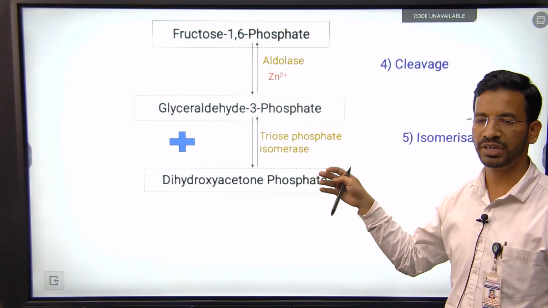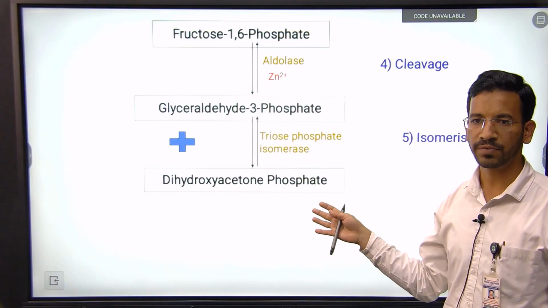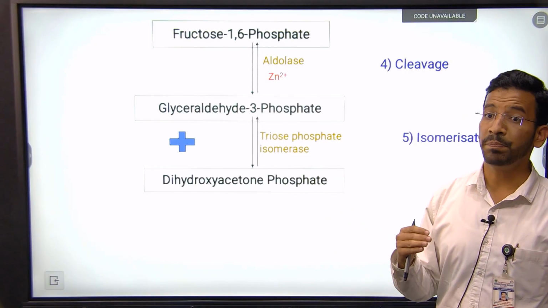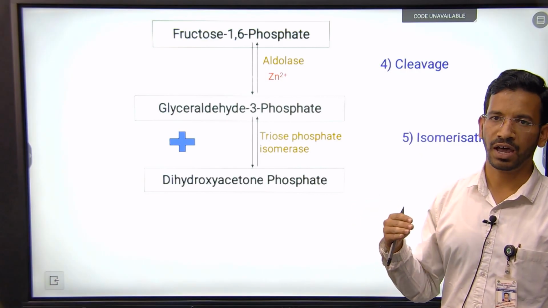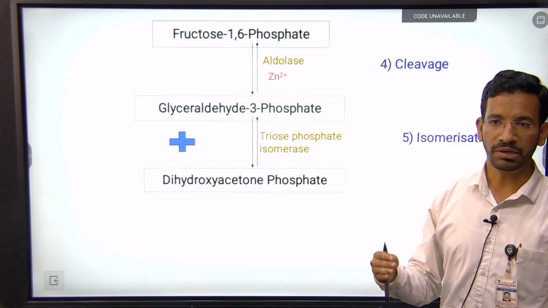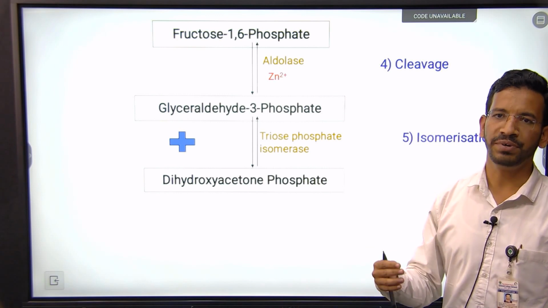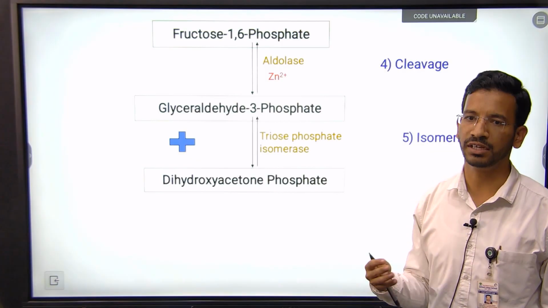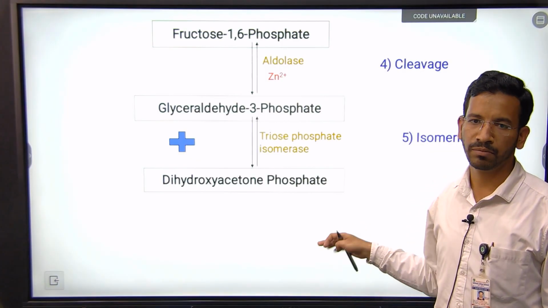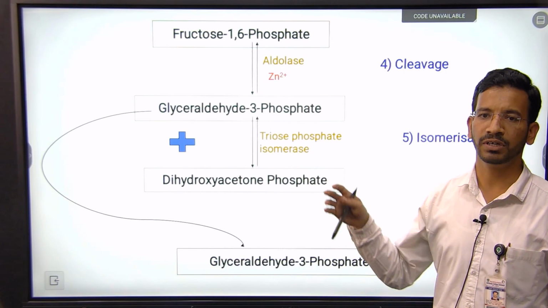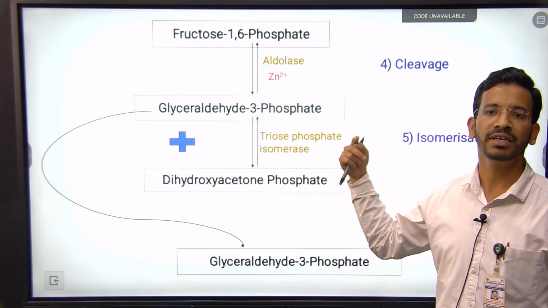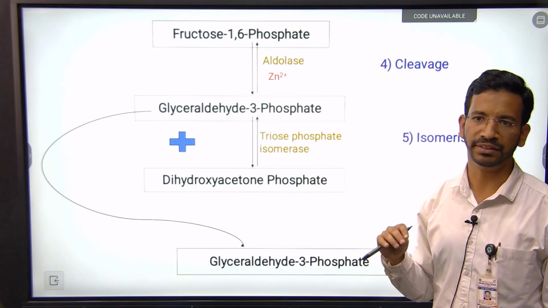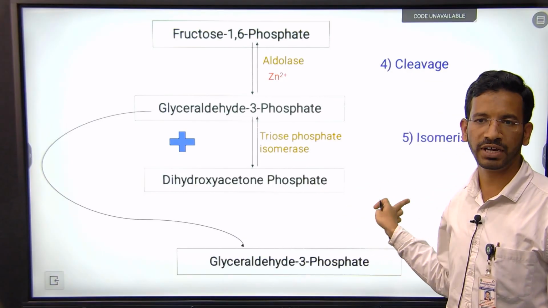So 5 reactions we have covered till now. These 5 steps are referred to as the investment phase, where ATPs are being invested, ATPs are being utilized. ATP का खर्चा होता है, एनर्जी का खर्चा होता है. Next, the product formed, glyceraldehyde 3-phosphate, is utilized in further reactions 6 to 10. So let us discuss that.